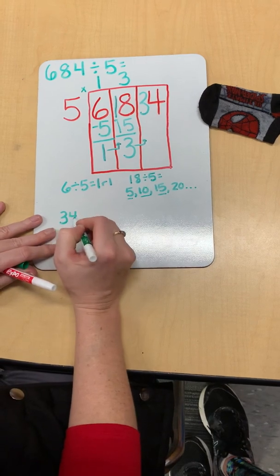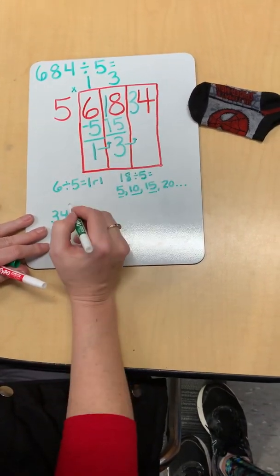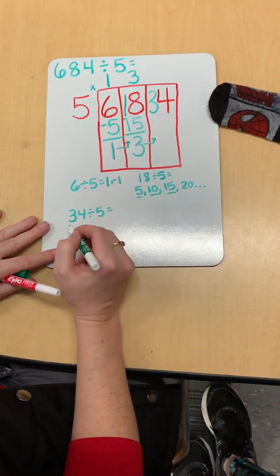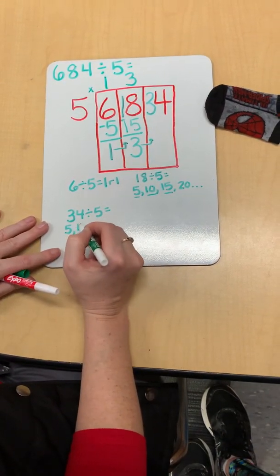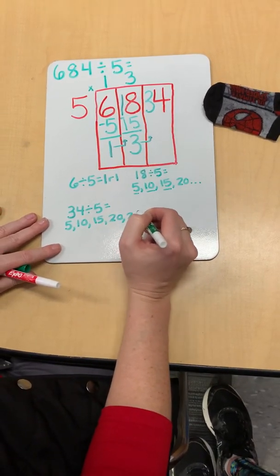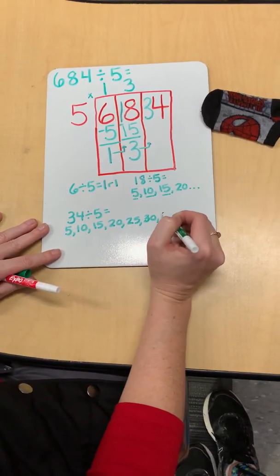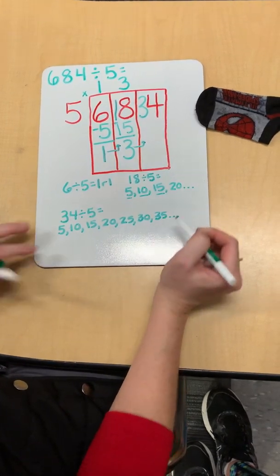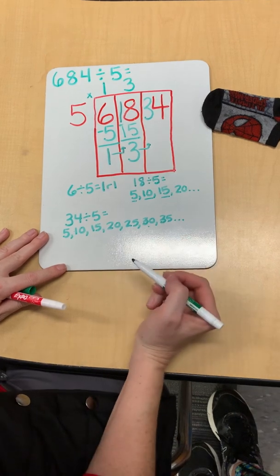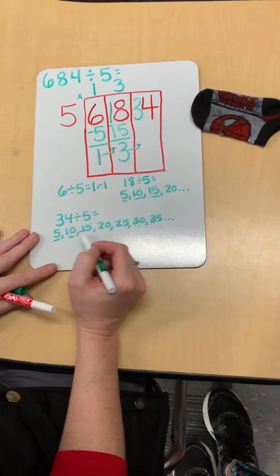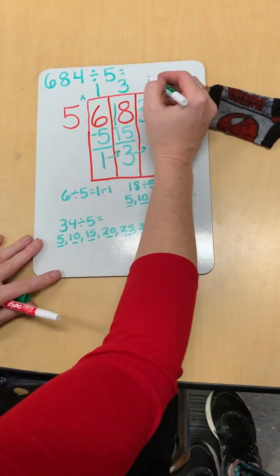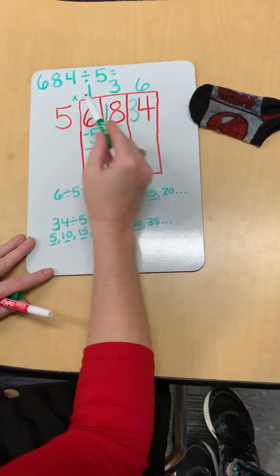Again, I'm thinking about this as 34 divided by 5. And again, I can count by 5s on this, so I can go 5, 10, 15, 20, 25, 30, 35, and so on. Now remember, I have to get as close to 34 without going over. So the closest I can get would be 30. That would be 1, 2, 3, 4, 5, 6 times. So I'm going to put my 6 here.